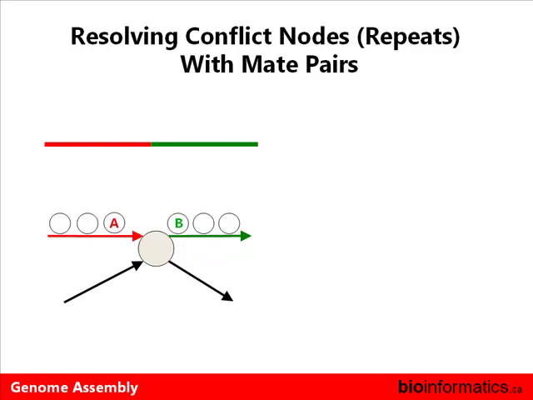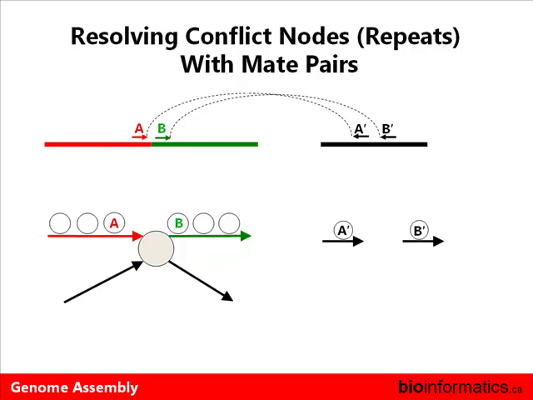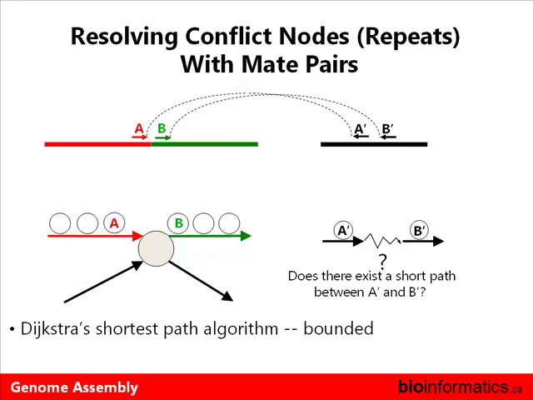But you can use mate pairs by looking at this. So you have red and green things, and they're somewhere nearby each other. There's some piece in between them, hopefully not too big. But then they should have mate pairs, right? So this read will be paired with this one, and this read will be paired with this one. And the question which you may want to ask is, well, is there a short path between A prime and B prime? Because if there is, that implies that these two edges should be next to each other, as opposed to these two edges. So you can do something called Dijkstra's shortest path algorithm to find whether A prime and B prime are close to each other, and if so, join these two edges together, and as a result, resolve this repeat.